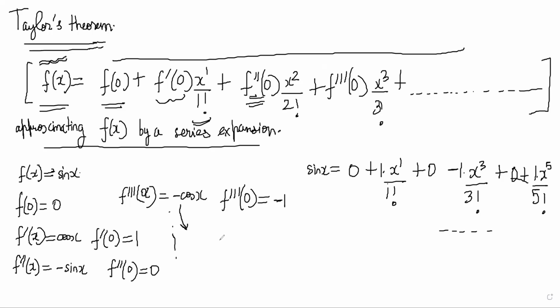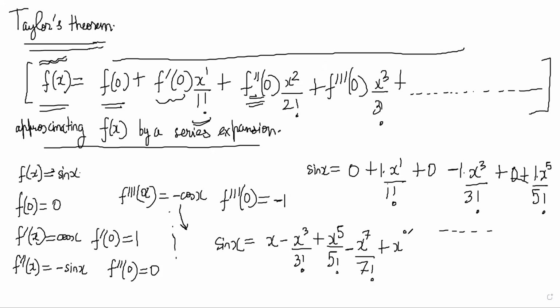So the sin x series you have gotten as x minus x cube by 3 factorial plus x power 5 by 5 factorial minus x power 7 by 7 factorial, and there are alternating signs, right? This is the series that is coming, right?